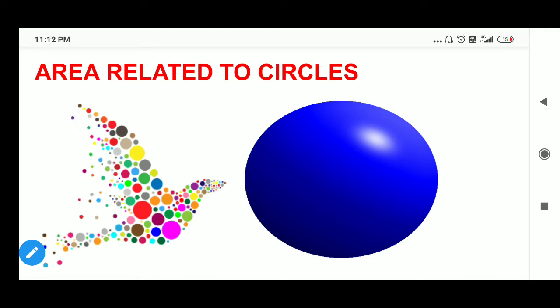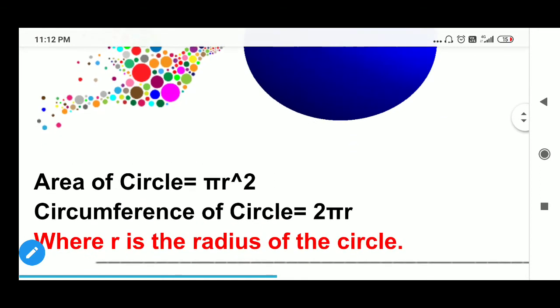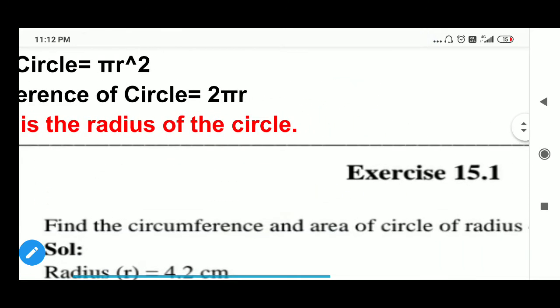In today's session, we will discuss the area related to circles, and we will do the questions related to the area and the circumference of the circle. So students, here we have the formulas that we will use today. Area of circle is equal to pi r square and circumference of circle is 2 pi r, where r is the radius of the circle. By using these two formulas, in today's session we will do exercise 15.1.